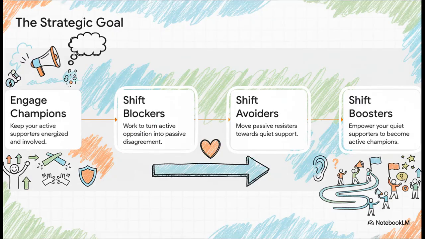And here is the really brilliant part. The strategy isn't just to preach to your choir, to your champions. No, it's a game of movement. You engage your champions to keep their energy up. You try to lower the energy of your blockers to turn them into more passive avoiders. And then you work to move people up that ladder of agreement. You turn avoiders into silent boosters, and you help those silent boosters become your new active champions. It's such a dynamic and smart way to think about it.